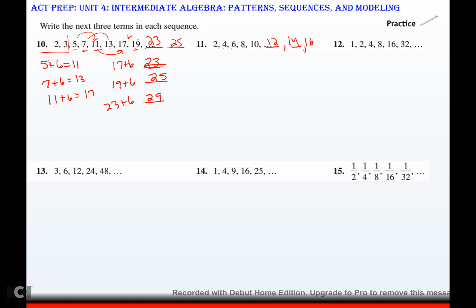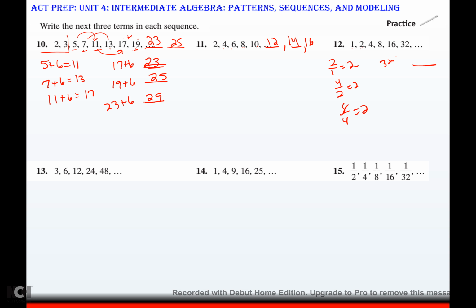All right, on 12, I could try arithmetic. 2 minus 1 is 1. 4 minus 2 is 2. Nope, it's not arithmetic. Geometric. 2 divided by 1 is 2. 4 divided by 2 is 2. 8 divided by 4 is 2. The common ratio is 2. So to get my next one, I multiply by 2.